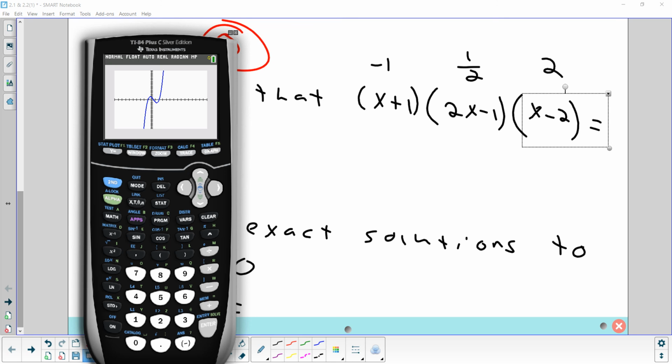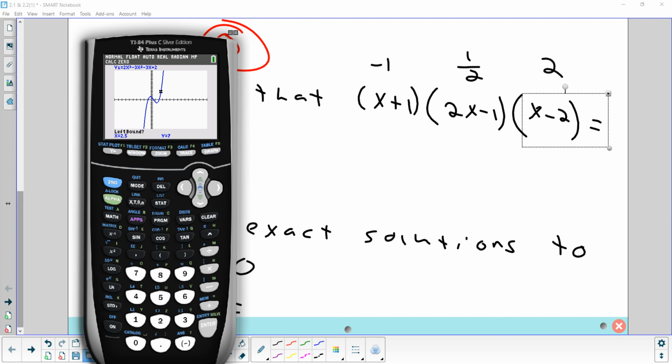You could leave the red one, it doesn't matter. And to calculate where it crosses the x-axis, we're going to do second calc 0. You can't do intersect. Intersect is for where two graphs on the screen cross. So we want to calculate where a graph crosses an axis. An axis isn't a graph. That's just like the background. Right, so you're going to pick 0.